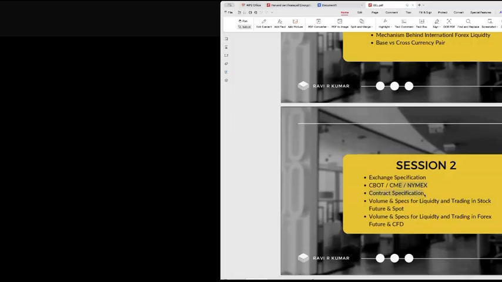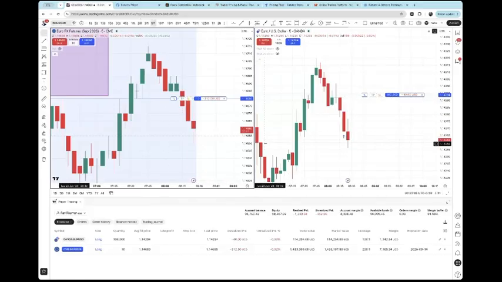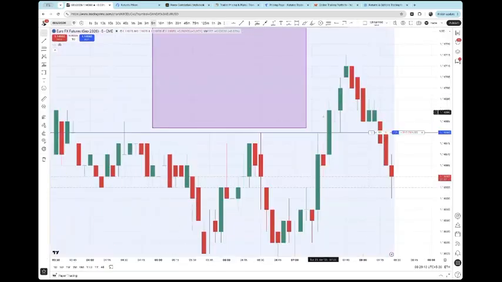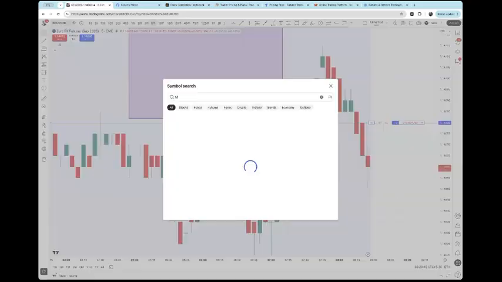One more thing, today we will focus on contract specification, how a contract works in the stock market. To understand the contract, earlier we were using one chart, and that chart we used to use is MNQM.